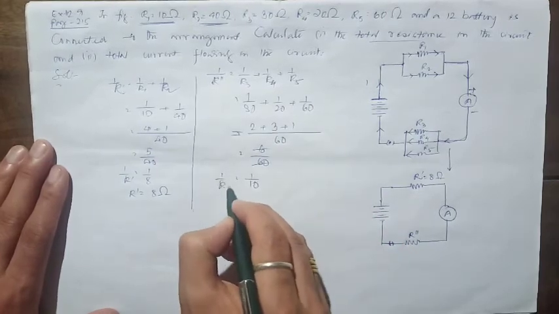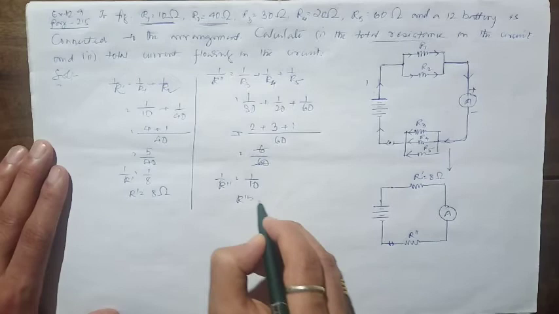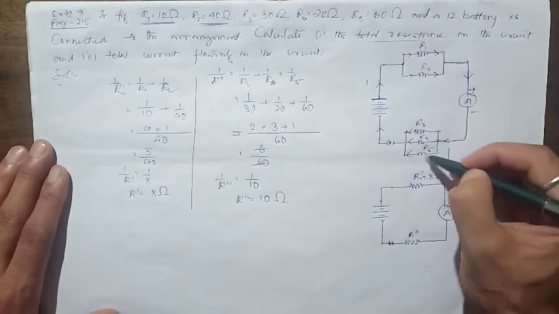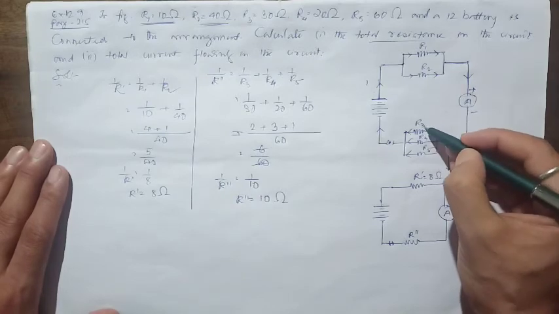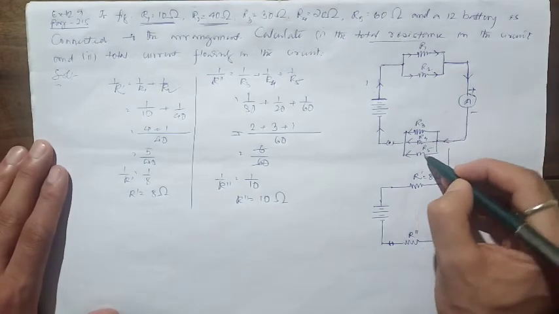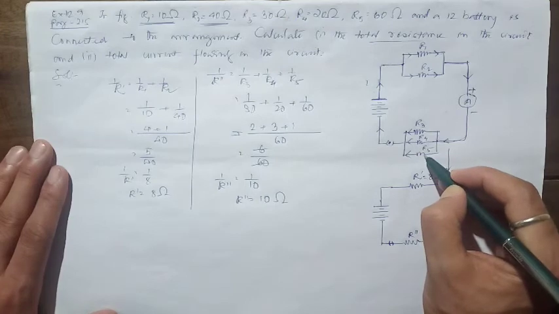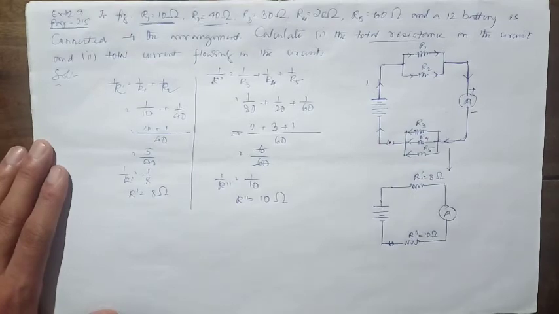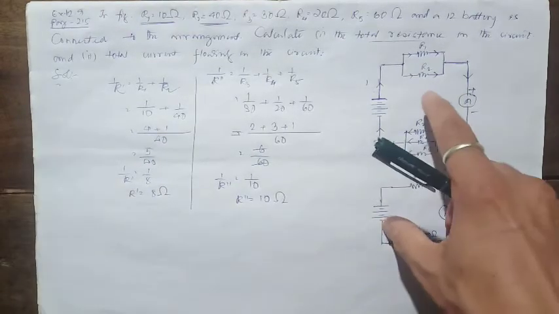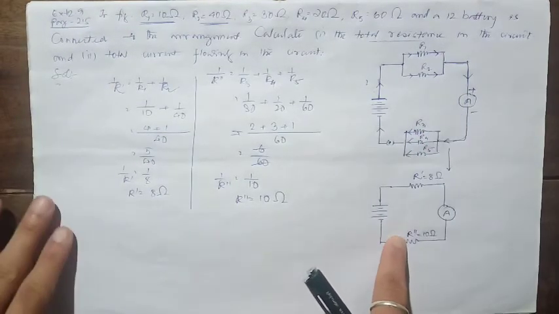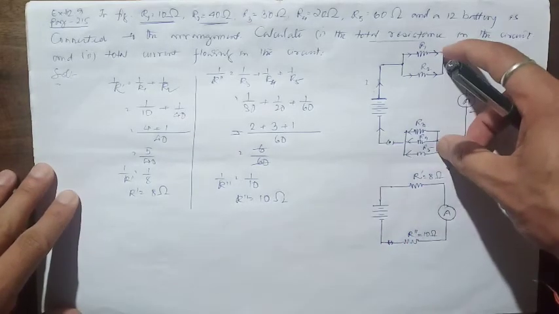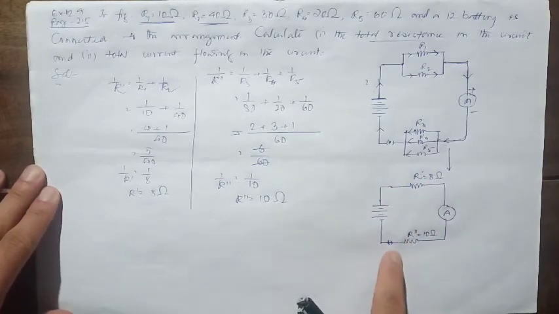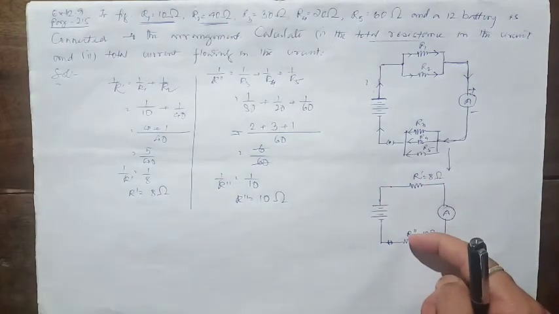So 1 by R double dash is 1 by 10. If you simplify this, if you rearrange this, you will get the value 10. That means, students, these three resistors of value 30 ohms, 20 ohms and 60 ohms can be replaced by one single resistor of value 10 ohms. Now student, our circuit has reduced to this. That means we have reduced the number of resistors from 5 to 2. Now again we have to reduce this circuit consisting of 2 resistors to one single resistor.